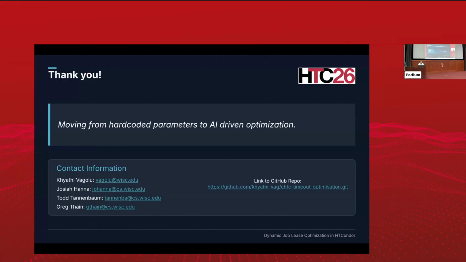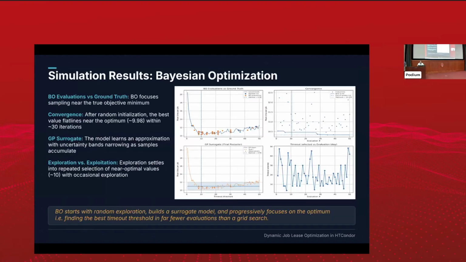Go ahead, Todd. I may have just missed something in the slides, but at a few points you make a reference to about 10 being the optimal value. And I thought the point of this was to discover what the optimal value was. So I was wondering where that conclusion came from. Maybe I'm just missing something.